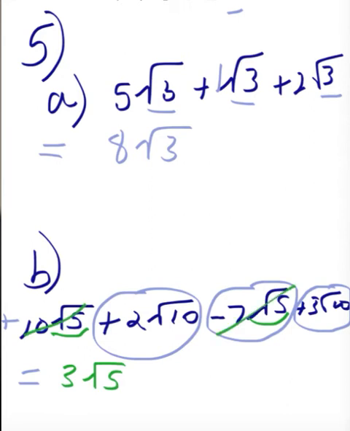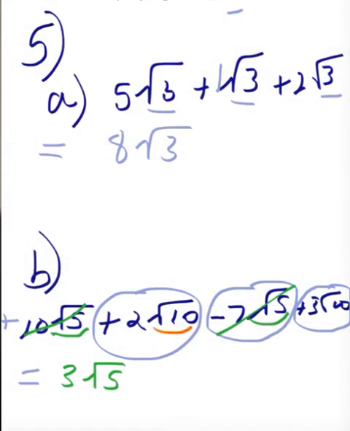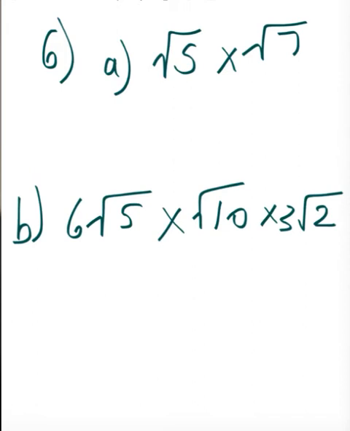And then I can change my color for the other like term. I've got the square root of 10 and the square root of 10. And once again, I've got positive 2 plus 3. So 2 plus 3 gives me a positive 5, and then square root of 10. I can't simplify anything further, and we're done.